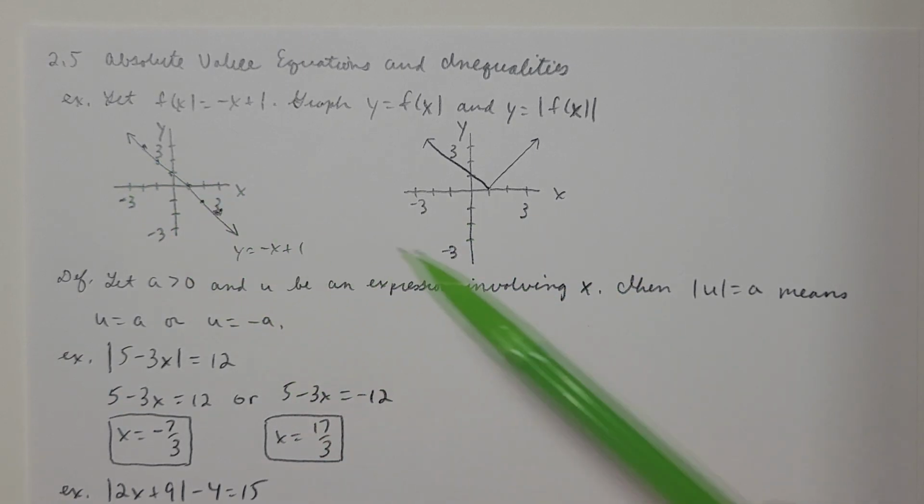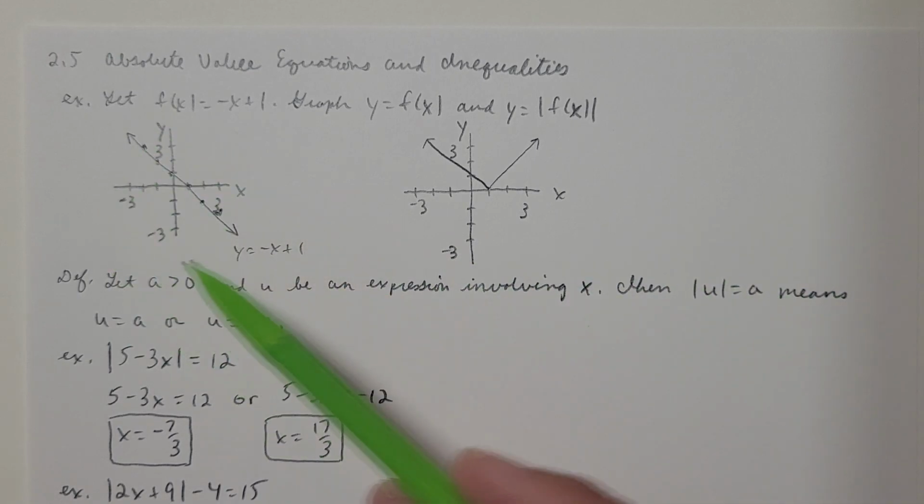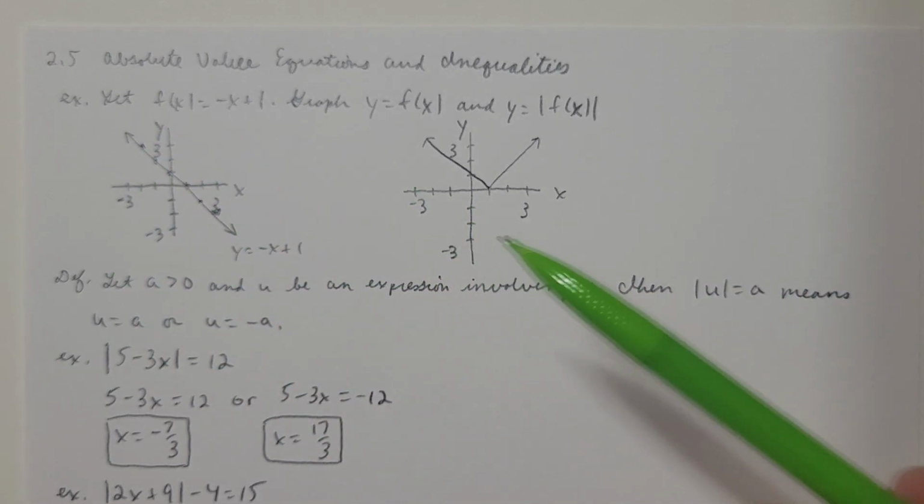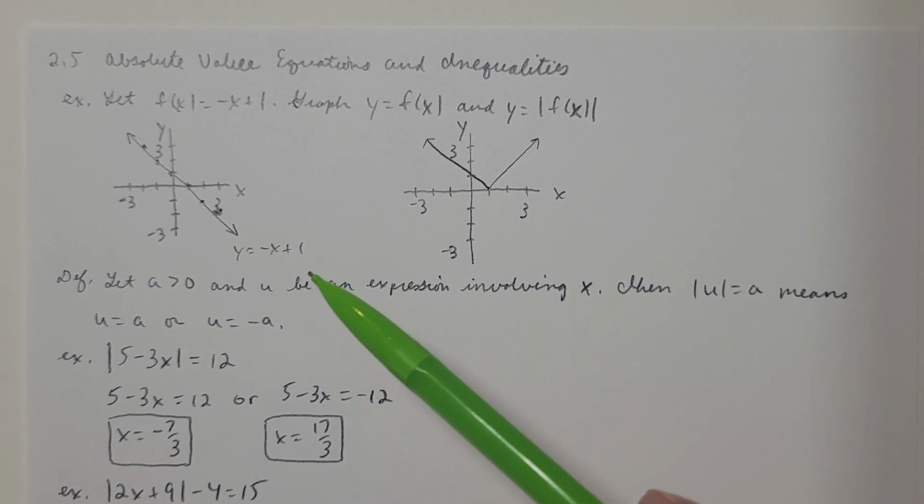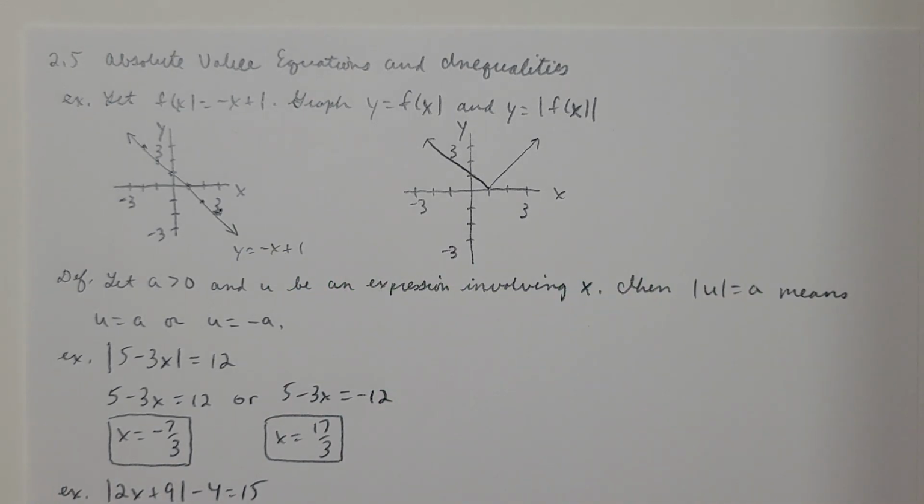And then I would draw the line. Okay, there's nothing new there. We've already been doing that. So that'd be a quick rough sketch of the line y equals negative x plus 1.